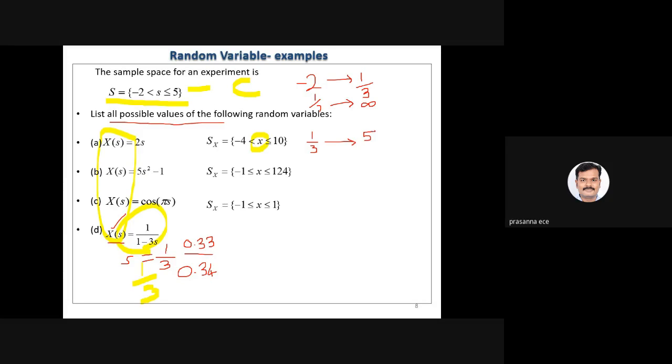So how does it behave? It starts from minus infinity and it reaches a value of, so substitute 5 here, minus 1 by 14. So it reaches minus 1 by 14.